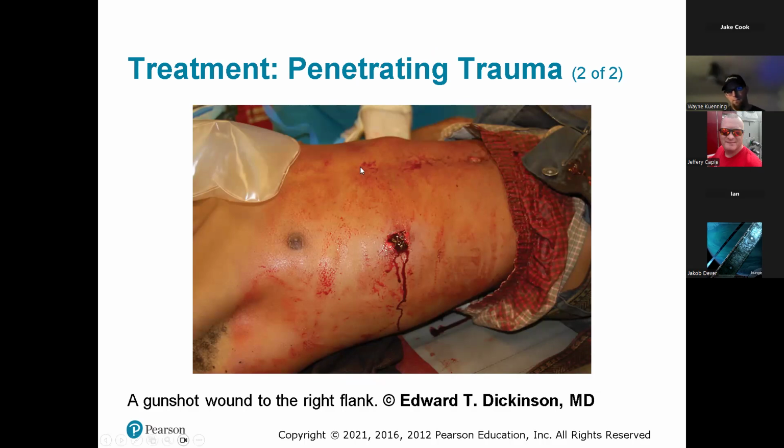Right there below your sternum. Right there, right? So that's the xiphoid process. So depending on where the entry point is, this very well could have transected the diaphragm.